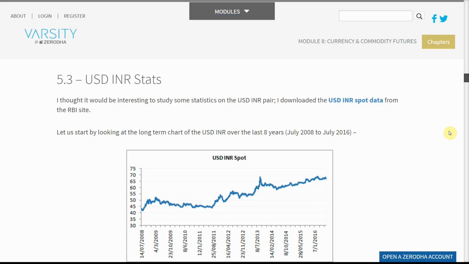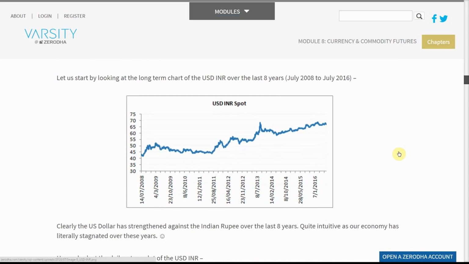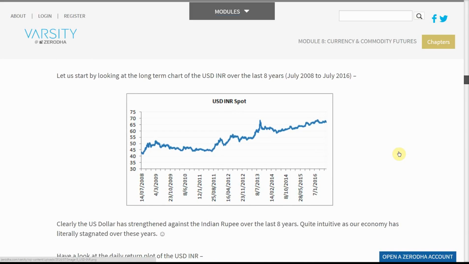5.3 USD-INR Stats. I thought it would be interesting to study some statistics on the USD-INR pair. I downloaded the USD-INR spot data from the RBI site. Let us start by looking at the long-term chart of the USD-INR over the last 8 years, July 2008 to July 2016. Clearly, the US dollar has strengthened against the Indian rupee over the last 8 years. Quite intuitive, as our economy has literally stagnated over these years.